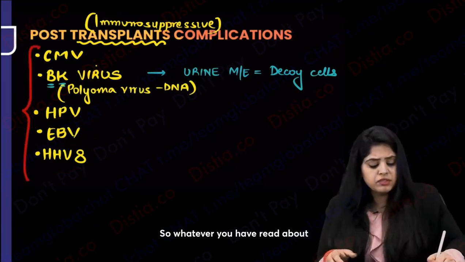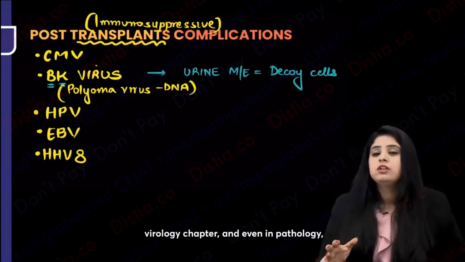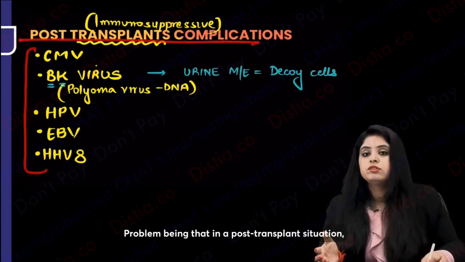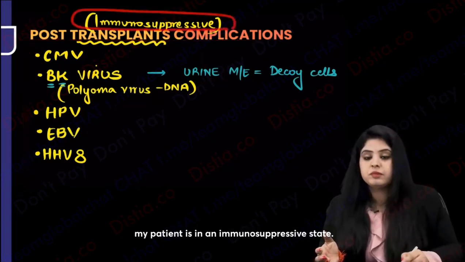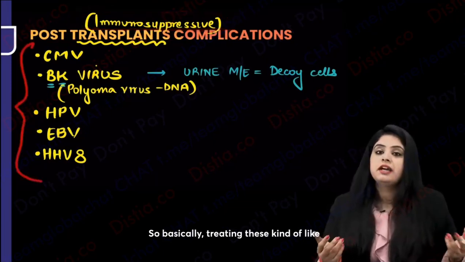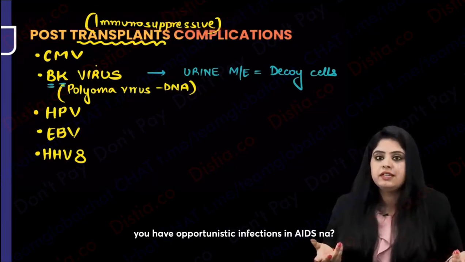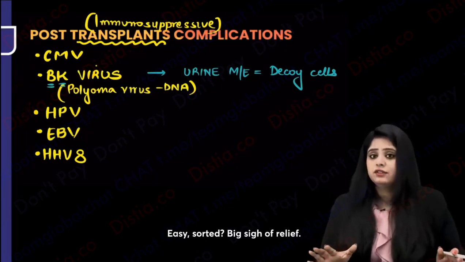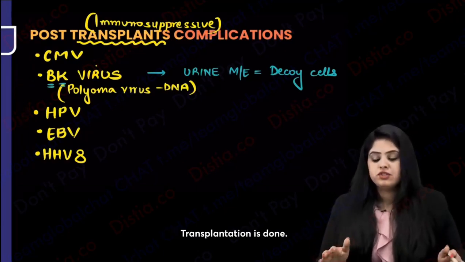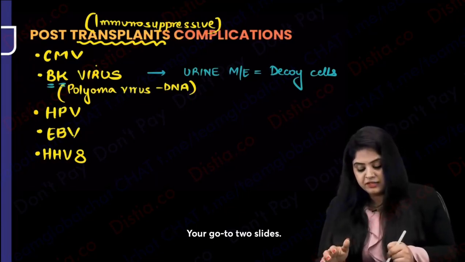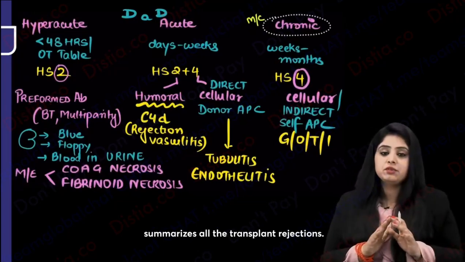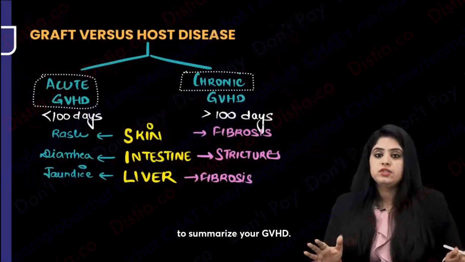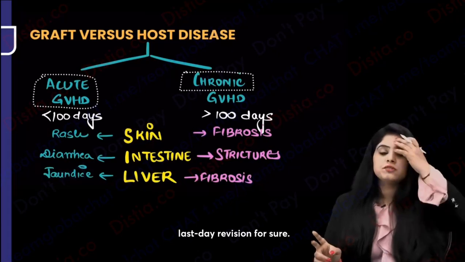So whatever you have read about these viruses in your microbiology, virology chapter, and even in pathology, all of those infections can happen. Problem being that in a post-transplant situation, my patient is in an immunosuppressive state. Like you have opportunistic infections in AIDS, AIDS is also immunosuppressive. Same story over here. Easy, sorted, big sigh of relief, transplantation is done. Your go-to 2 slides: this is the first slide which summarizes all the transplant rejections, and this is the second slide which summarizes your GVHD. These 2 are going to be your last day revision for sure.